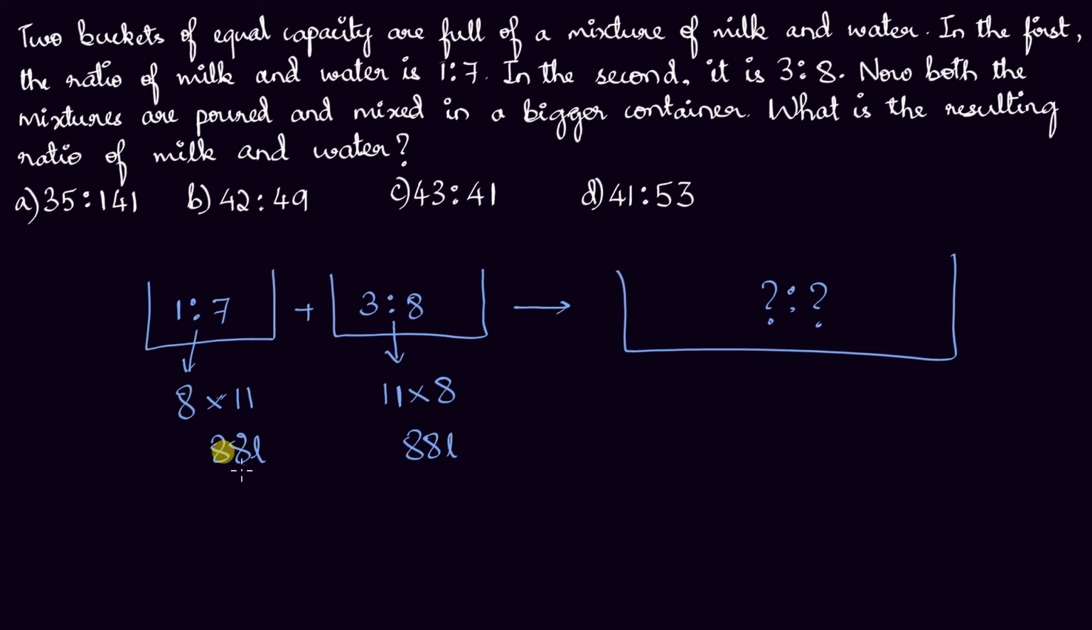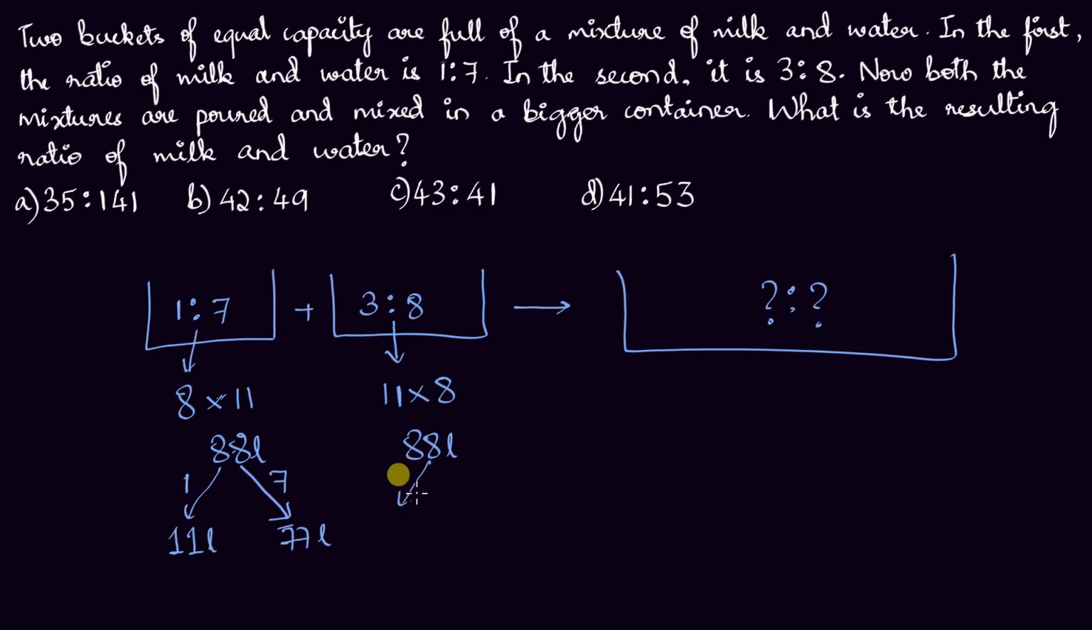Okay, that's one step. Now let us look at container 1. There is 1 portion of milk and 7 portions of water. Now 1/8 of 88 is 11, so we have 11 liters of milk and 77 liters of water.